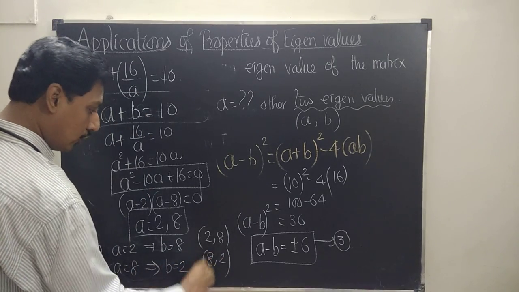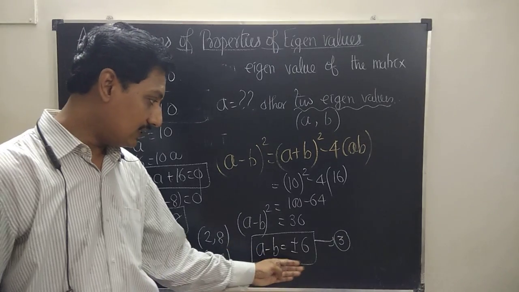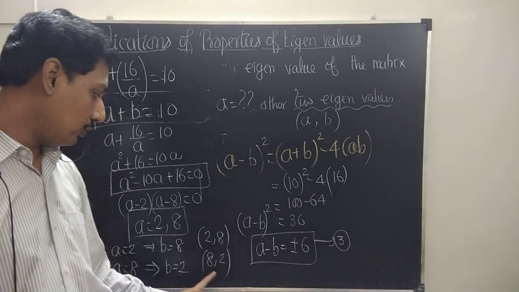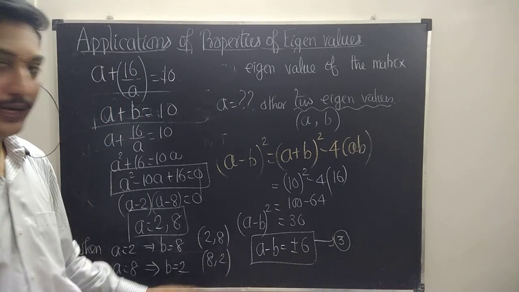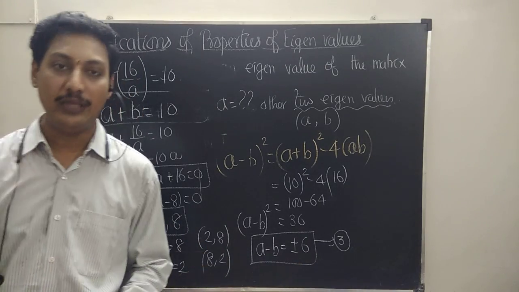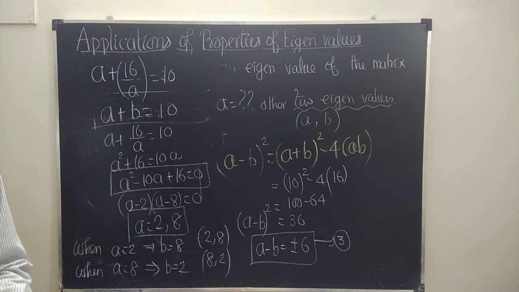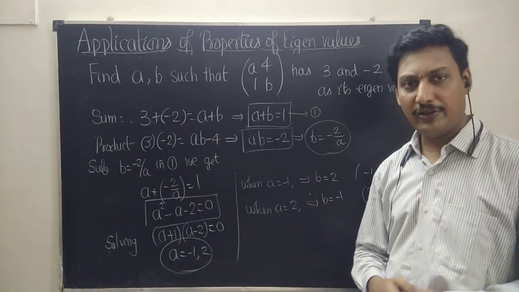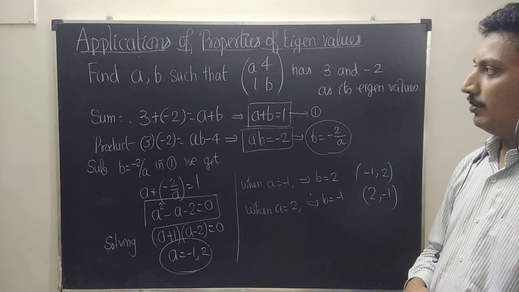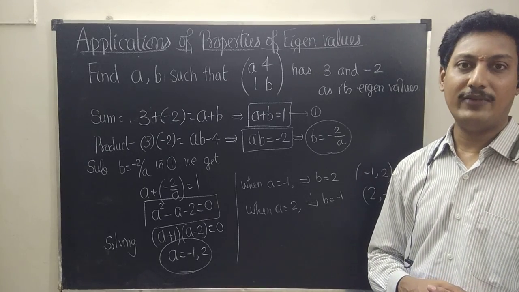So these are the two possible values as you said. Suppose when you consider this is plus 6, it gives 8 comma 2 as the answer. If you choose minus 6, you get 2 comma 8. But anyhow, there are two possible values of A because of A square, with corresponding B values. Yes, this is another very interesting problem based on the applications of the properties of eigenvalues.